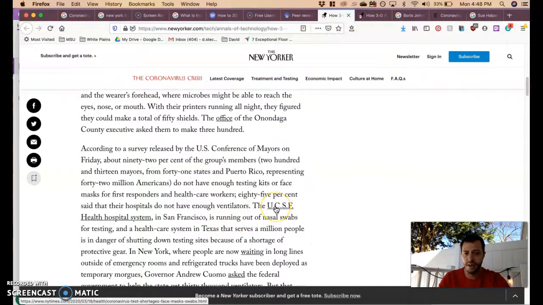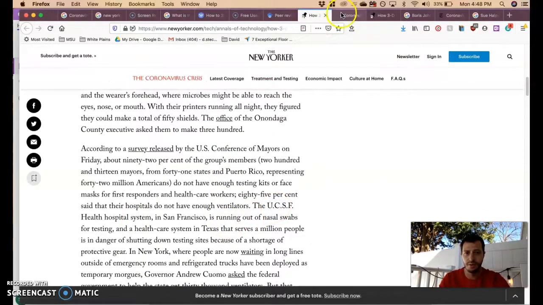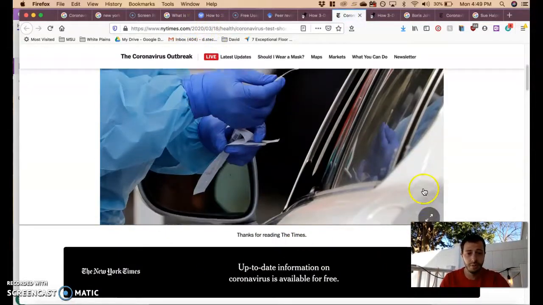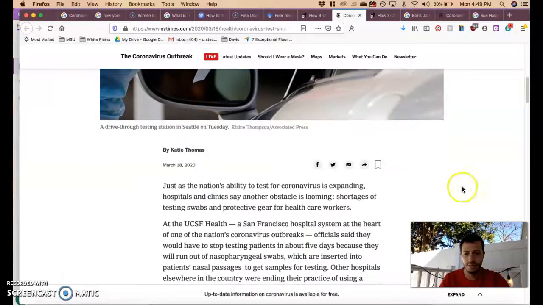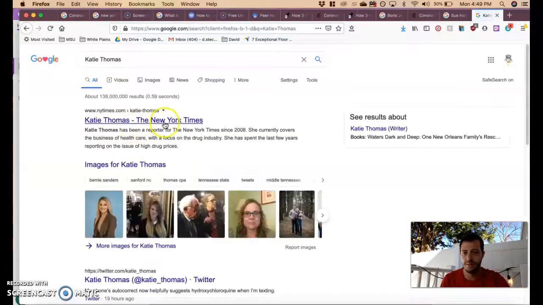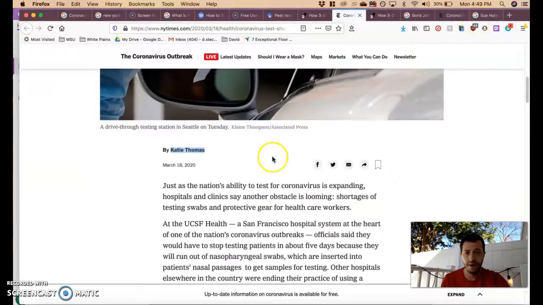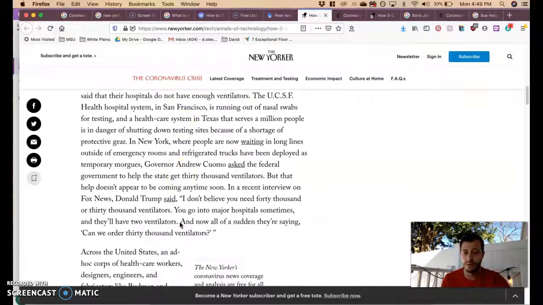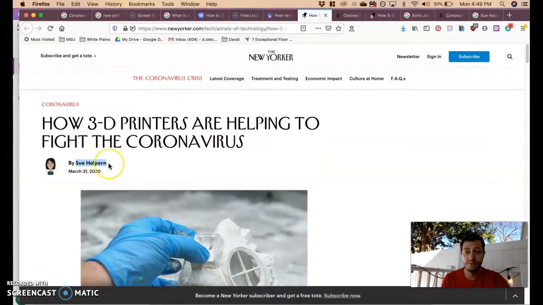Then it says the UCF Health Hospital System in San Francisco. So she's linking over here to a New York Times article, and that could or could not be reputable, but let's take a look at who is the author. So the author here is Katie Thomas, and Katie Thomas is a reporter for the New York Times, and to me, all that means is that she's telling a story. So I don't know how accurate her reference is because she is a reporter telling a story, but that's part of the article. I would say that overall, this person is not citing only educational sources, which means that it could be true or it could not be true.